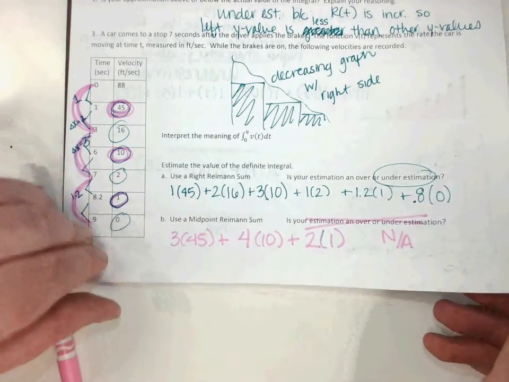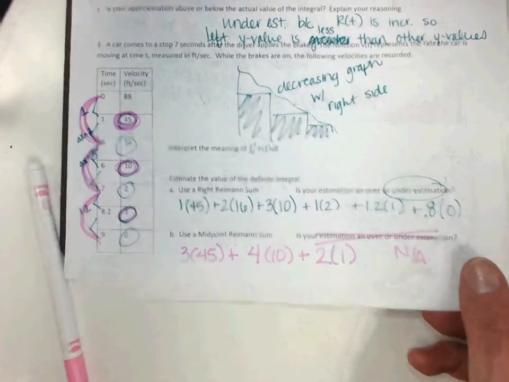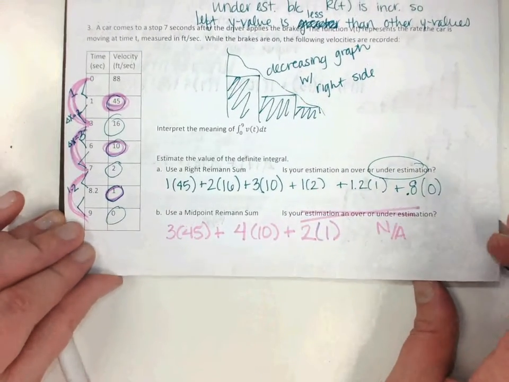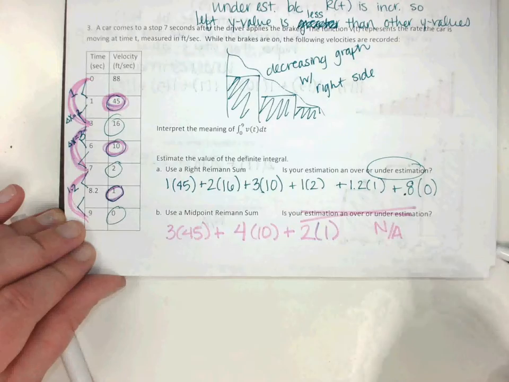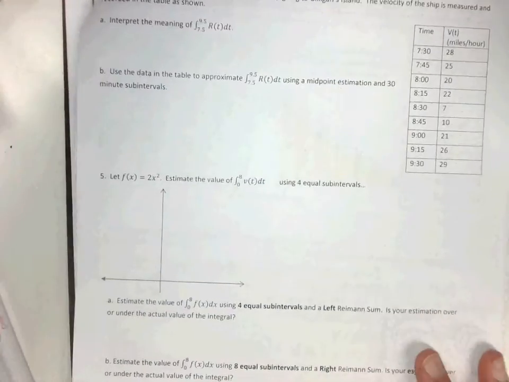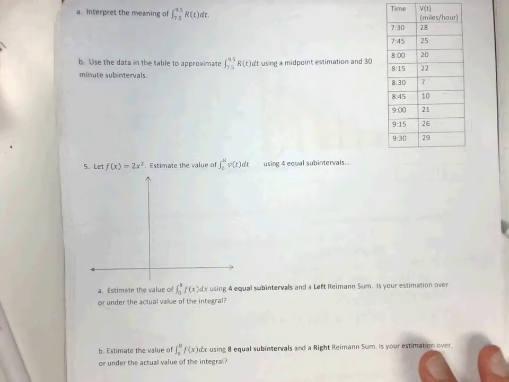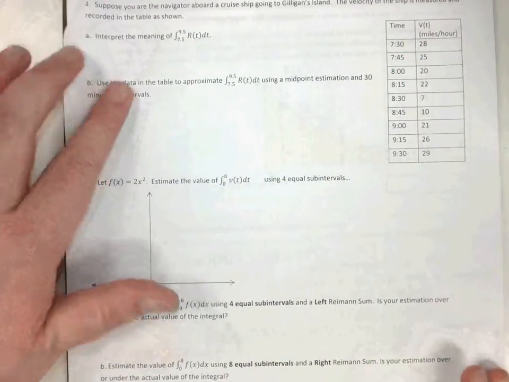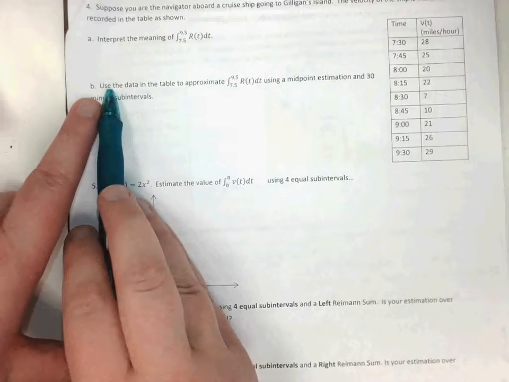Alright, turn the page. Did y'all get that? Sorry, did I go too fast? We'll just do 4, and then we probably need to do 5, I guess. Okay, you're going to Gilligan's Island.